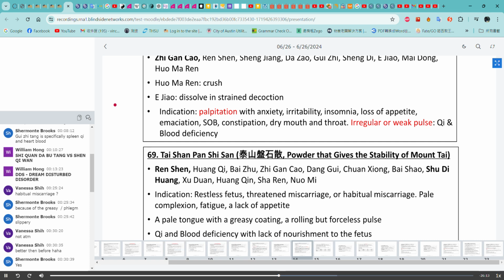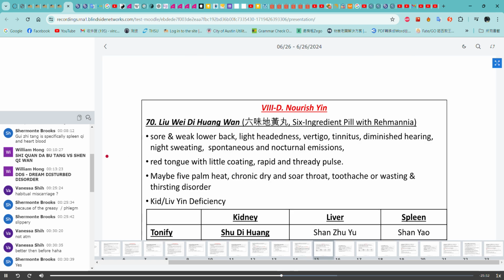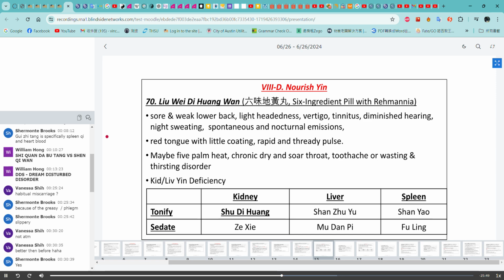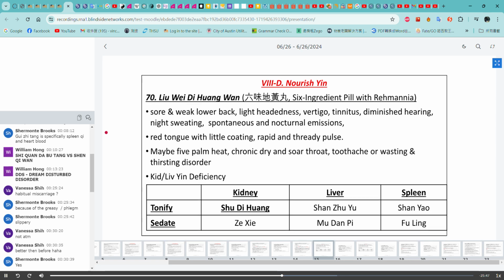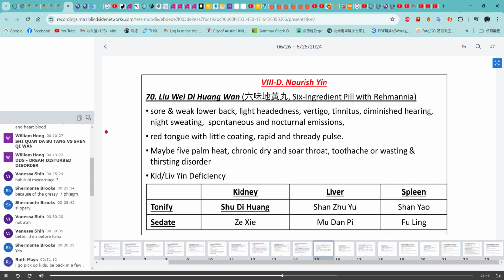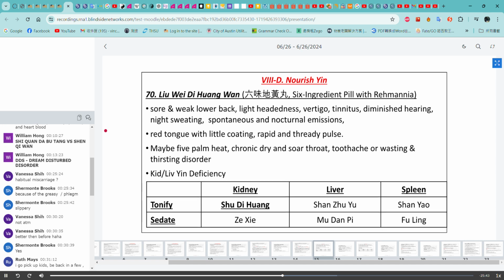So now it looks like most of you are here. Let me see who's not here yet. Ashley, Donna, Melanie, Rosemary, Centuria, Sherman, Vincent, Vanessa, Vincent. Right. Let's move on. Okay.